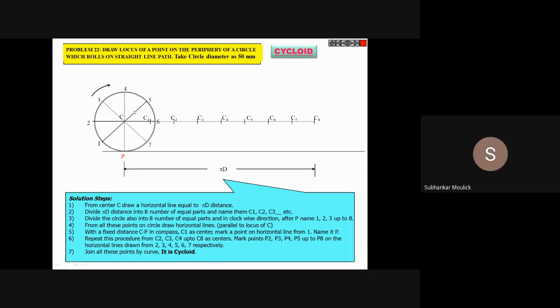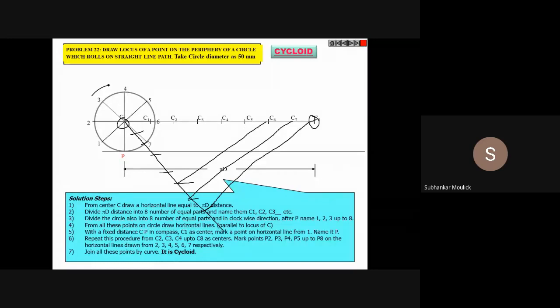Now, how to divide this central line into 8 equal parts? Set square method. This is your starting point, and this is your ending point. From the starting point, draw an inclined line. You have to divide this line into 8 equal parts, so you will cut 8 equal arc points. Then join the 8th arc point with this end point. Then with the help of set square method, join like this. Yes or no? Yes, sir.